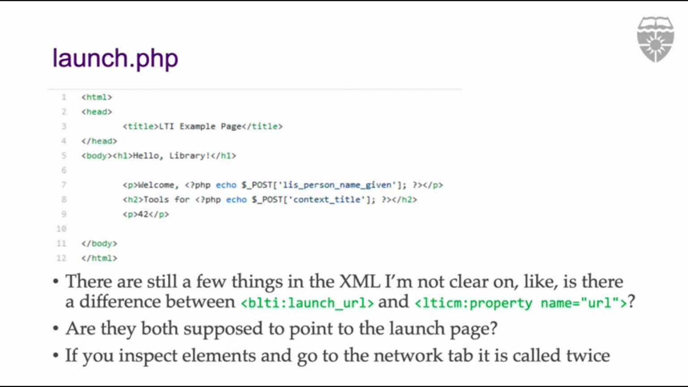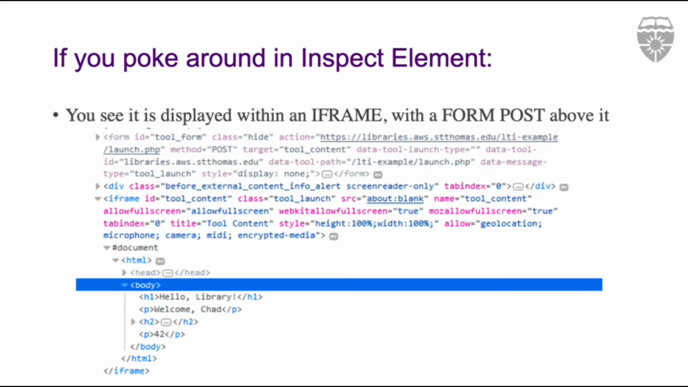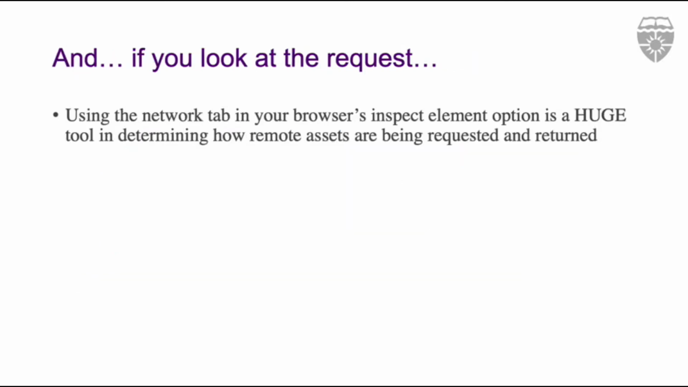Now, as I mentioned, update the launch URL in both these areas. I don't know what the two differences are, but I know that the post request basically uses the launch URL, but you have problems if you get rid of one of them. And if you poke around in the code view a little bit in the browser, if you use right-click inspect element, you'll see that there's this hidden form that does the post request to your launch application, and then it shows up in this iframe.